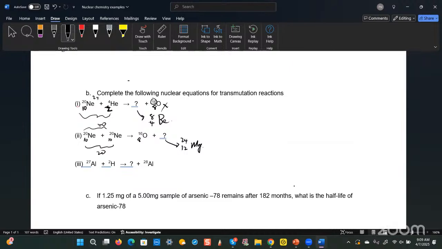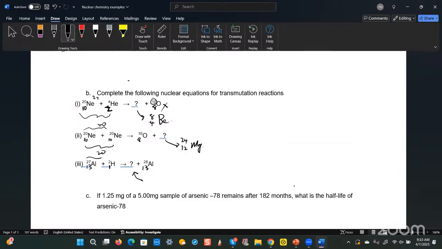Okay, last one in this series. Aluminum is 13, hydrogen is 1, and aluminum here is 13 again, right? So what would be the atomic number for the element, or the nucleus or particle, represented by the question sign? What would be the mass number?